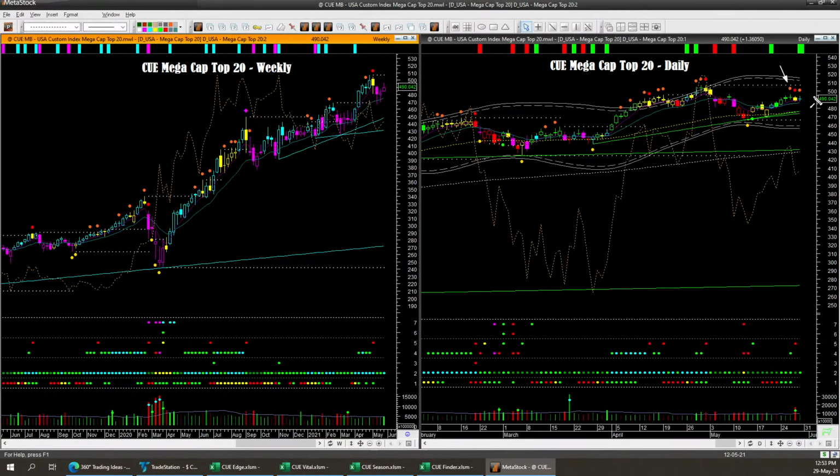Wednesday, indecision at the top. Thursday, bear release. Friday, indecision at the top. The backdrop color is bearish, not telling us to buy. So mega caps are also not telling us to buy.